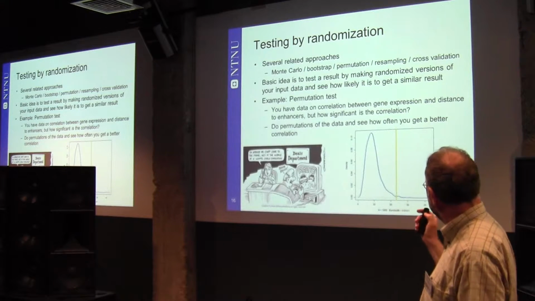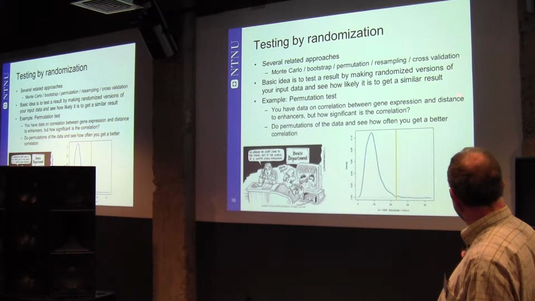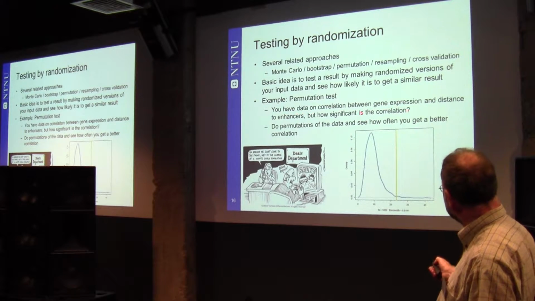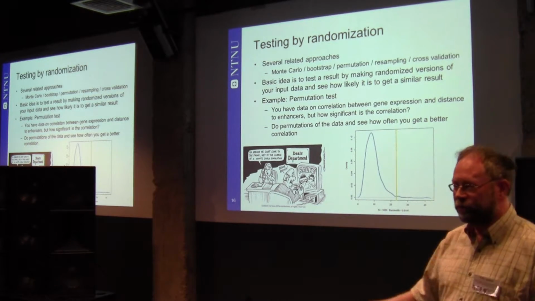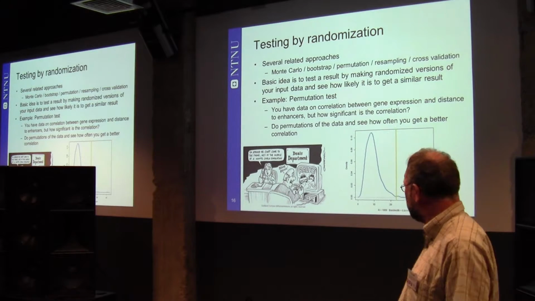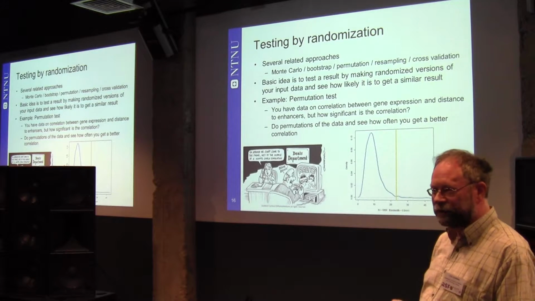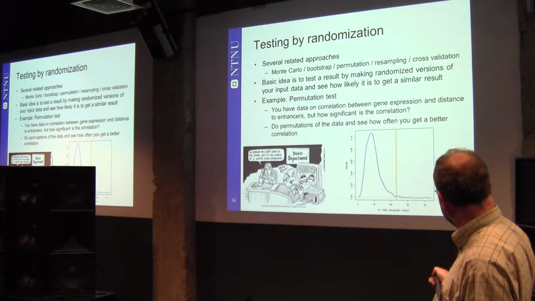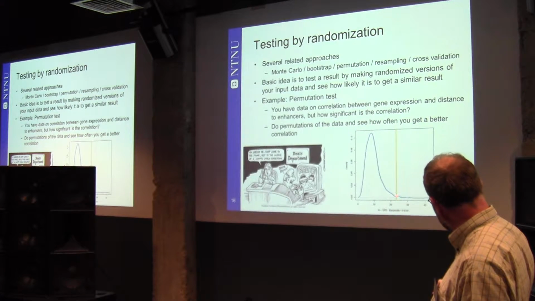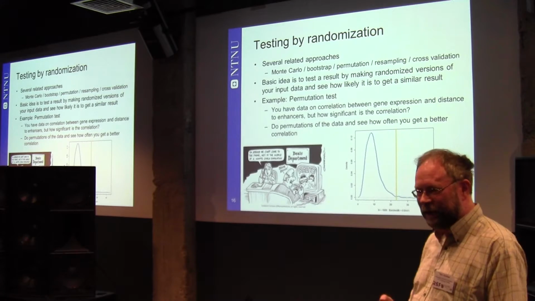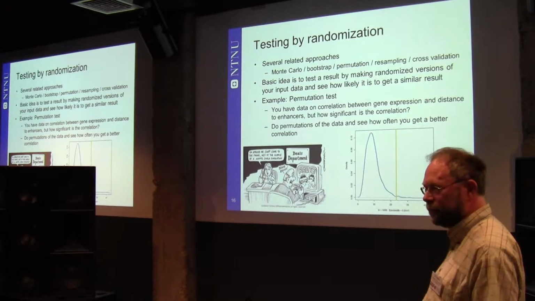As an example, take some kind of correlation test: you have data on correlation between gene expression and distance to enhancers. How significant is this correlation? Then you just do the permutations and see how often you get a correlation that is at least as good or better than what you actually measured in your experiment. Then you get the distribution of numbers. Your measured value is here, and a few times you get something that is even better. But the majority, in this case, will be worse. And here you can use this to estimate the p-value.